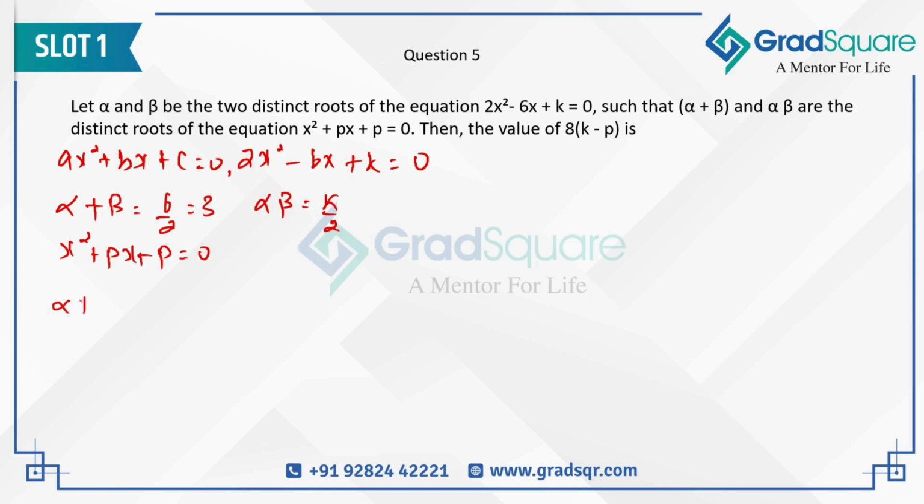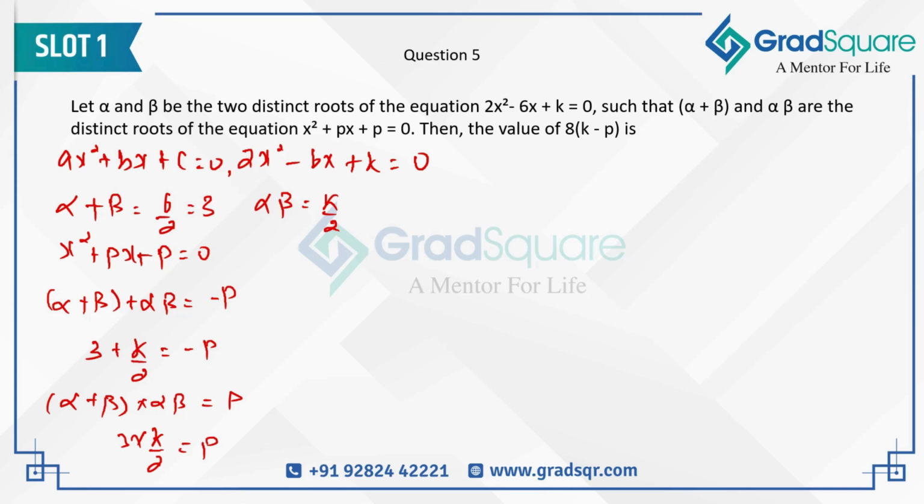So the sum of the roots, alpha plus alpha beta, should be equal to -p. Substituting the values of alpha plus beta and alpha beta here, this will be 3 + k/2 = -p. Similarly, (alpha plus beta) into (alpha beta) should be equal to p. So again, 3 into k/2 should be equal to p.